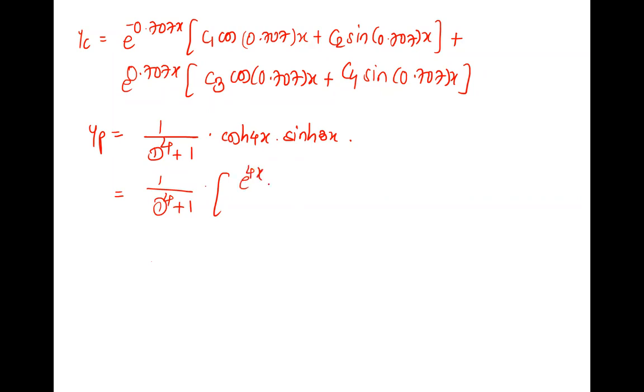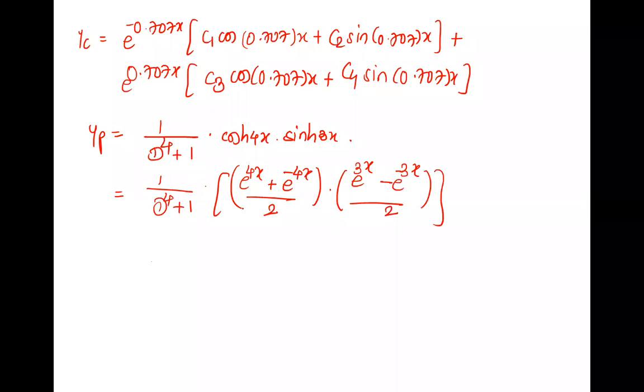E raised to 4x plus e raised to minus 4x upon 2. Correct. This is cos. Then into the sine hyperbolic formula: e raised to 3x minus e raised to minus 3x upon 2. For sine, there is a minus sign. Very good. These are multiplications. So 2 into 2, it is 4, and it is coming out of all the terms. So into 1 upon d raised to 4 plus 1.